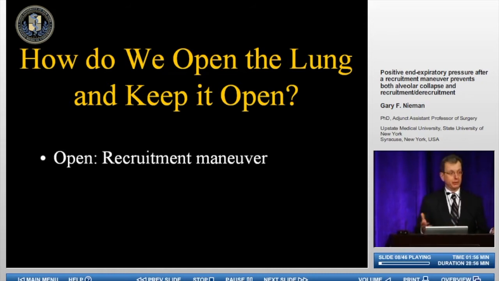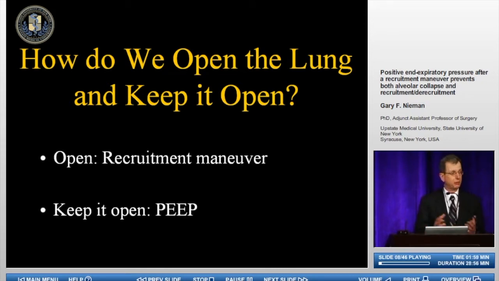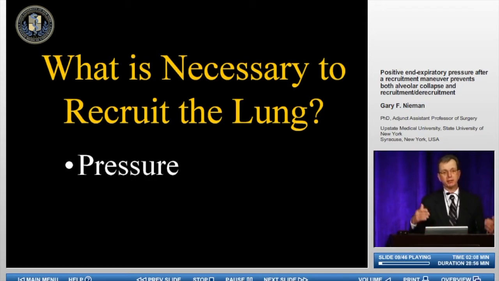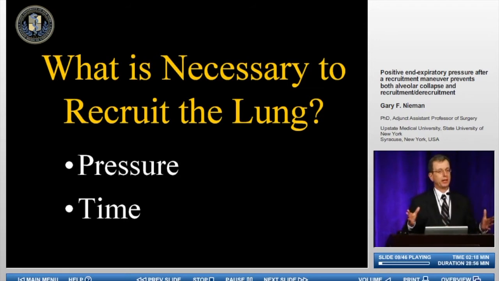So how do we open the lung and keep it open? Like we just said, we open the lung by a recruitment maneuver, and we keep it open with PEEP. So what's necessary to recruit the lung? Really two things. We need pressure. You have to apply a sufficiently high pressure to get these alveoli open, in time. And I think the time factor has maybe not been overlooked, but has been understudied. The point is that when you apply a pressure, alveoli have different time constants, such that some will react and open immediately, and some will gradually recruit with the same pressure over a period of time.